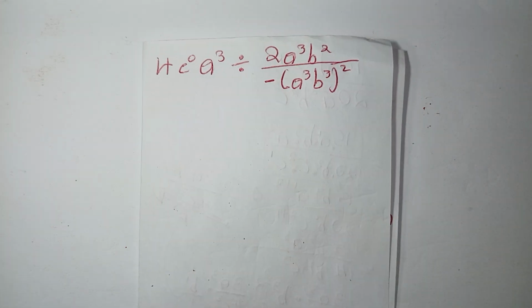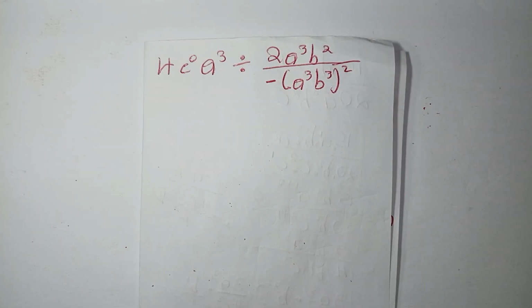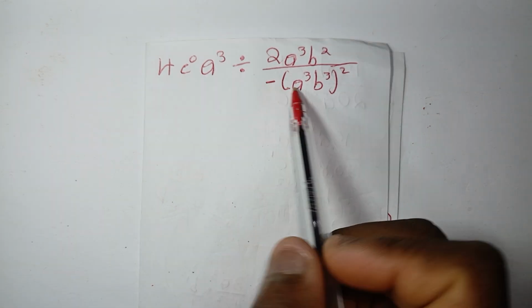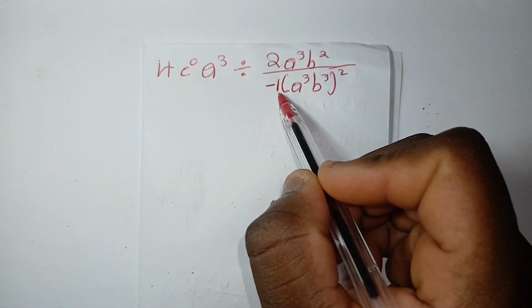From here, guys, I don't have any negative exponent. Do you see? No need for me to feel scared. Negative exponents, guys, they are a problem. Those ones, I hate them. This thing is not the exponent, it's just the invisible 1 there.